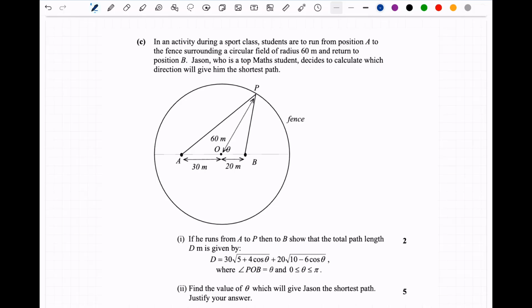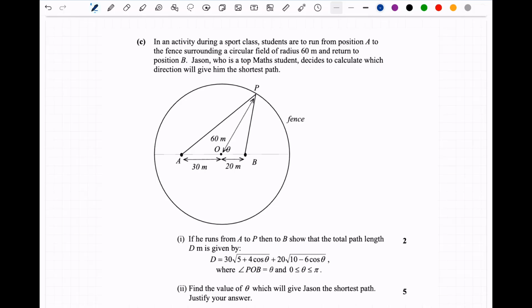Part 1 says if he runs from A to P, then to B, show that the total path length d meters is given by d equals 30 square root of (5 plus 4 cos theta) plus 20 square root of (10 minus 6 cos theta), where angle POB is theta, and theta is between 0 and pi radians, or basically 0 and 180 degrees, or basically anything between a straight line. So part 1 we're going to take as given.